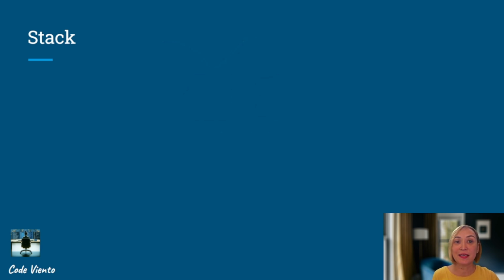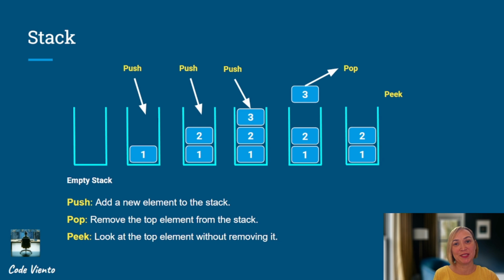In a stack, there are three main operations: push, pop, and peek. Push, add a new element to the stack. Pop, remove the element from the top of the stack. Peek, look at the top element without removing it.